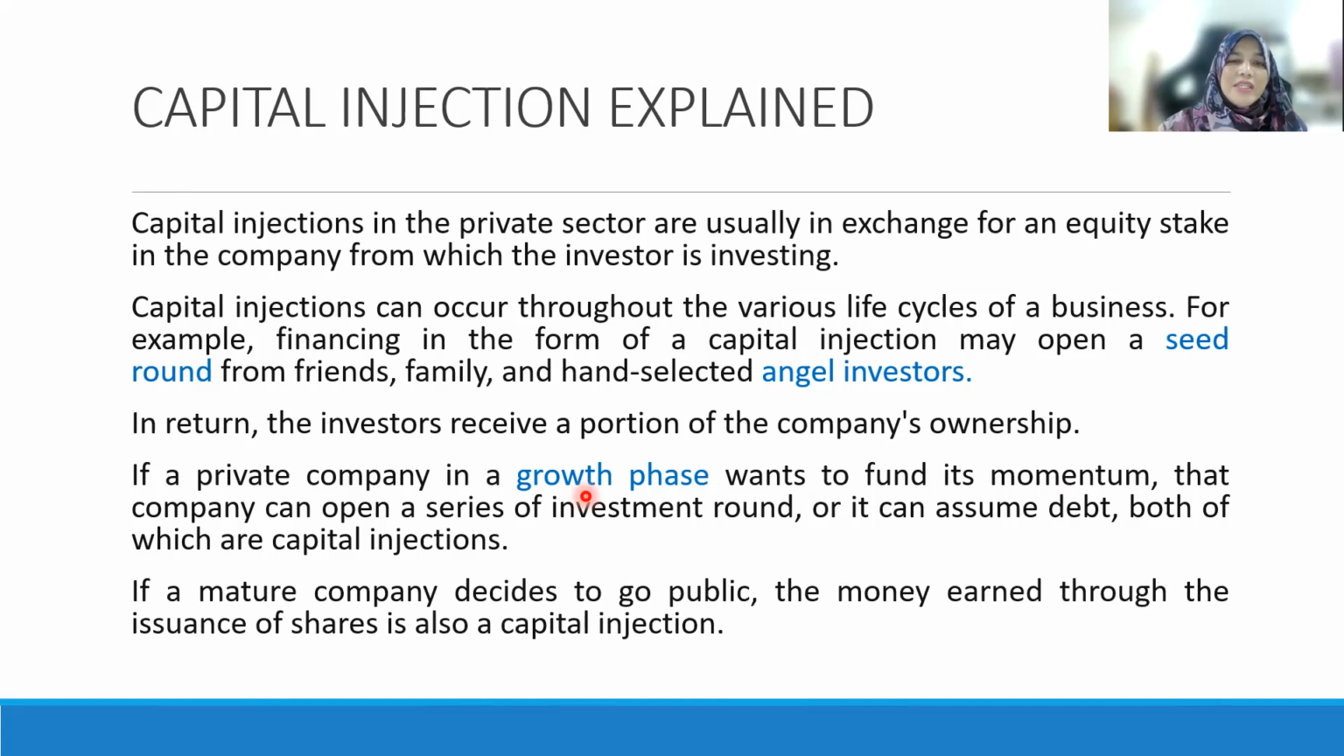If a matured company decides to go public, it means the company decides to list their company and get funds from the public. Listing on Bursa Malaysia is known as going public. If the company is already matured, with 5 years of profit, they will go public, and the money earned through the issuance of shares is also capital injection. So capital injection can also come from the listing activity of the company.